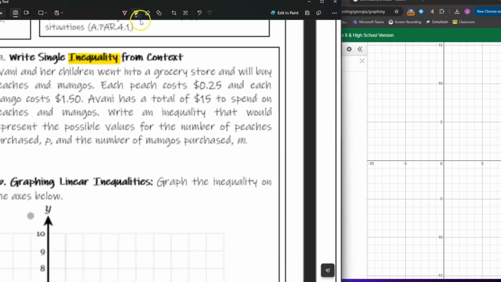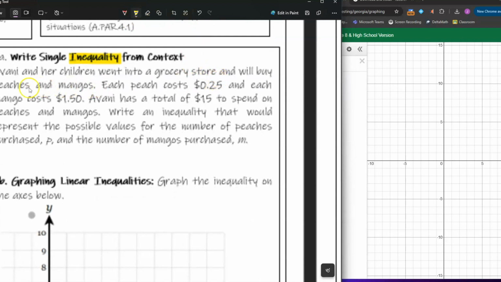So Avani and her children went into the grocery store. They're going to buy peaches and mangoes. Boom, P and M. Each peach costs $0.25. So anytime I have a number, I'm going to highlight it with my keyword. So a peach is $0.25. Each mango costs $1.50. Avani has a total of $15. So I'm highlighting my keyword total as well to spend on the peaches and mangoes. And before we start, if I have 15 bucks to spend on peaches and mangoes, do I have to spend all of it? Okay, just keep that in mind.